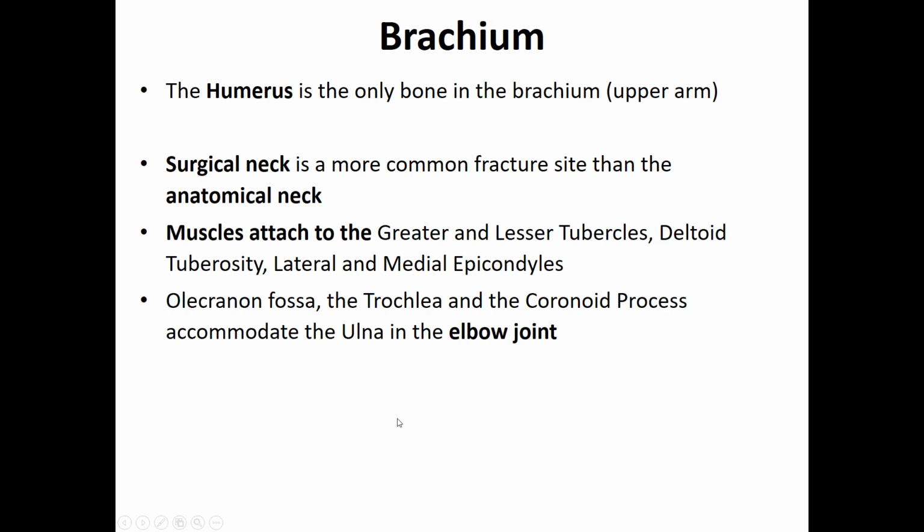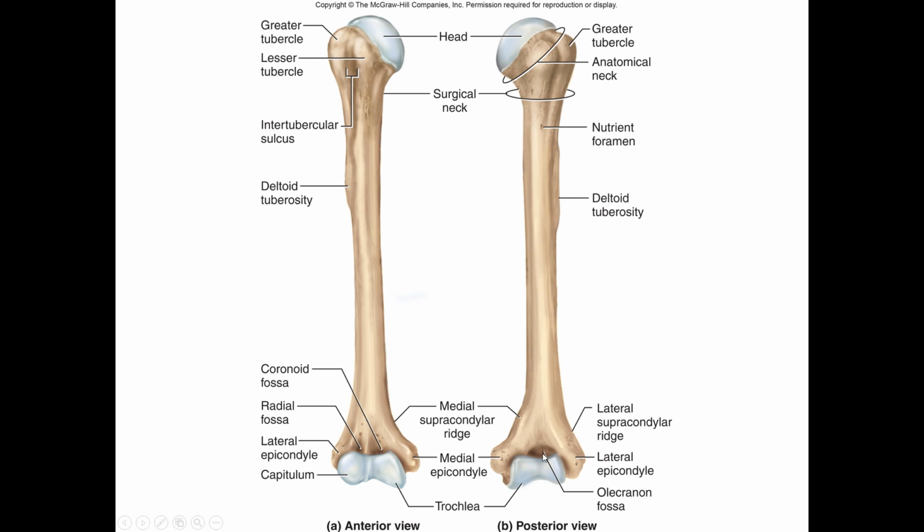And then, of course, you have depressions like the olecranon fossa, the trochlea, and the coronoid process. That olecranon fossa right there is where the ulna hooks in to create the elbow joint. But the coronoid fossa here and the radial fossa are really important because as you bend your elbow, the radius and the ulna have to have a place to fold into and hook right there into the humerus itself.